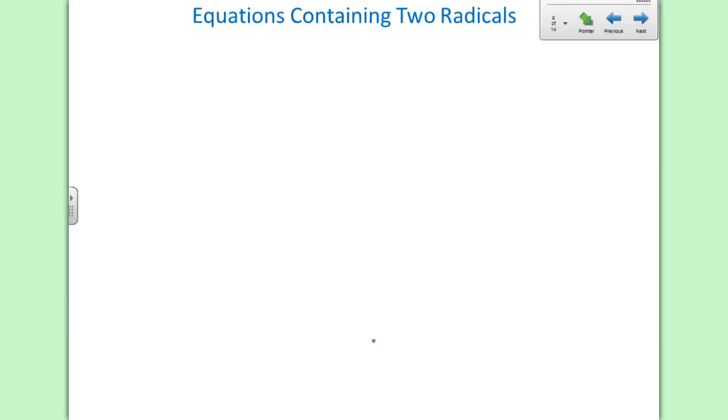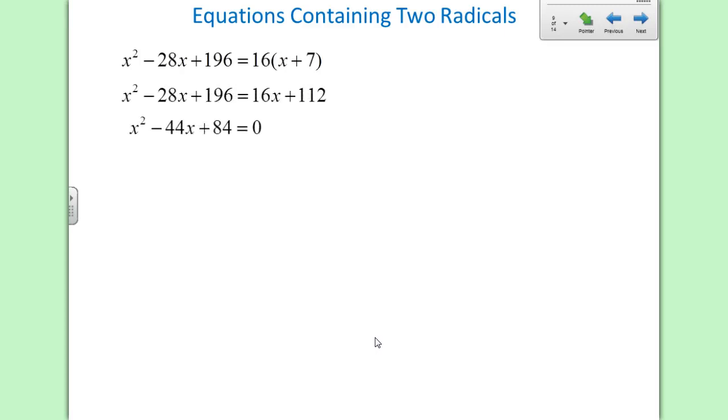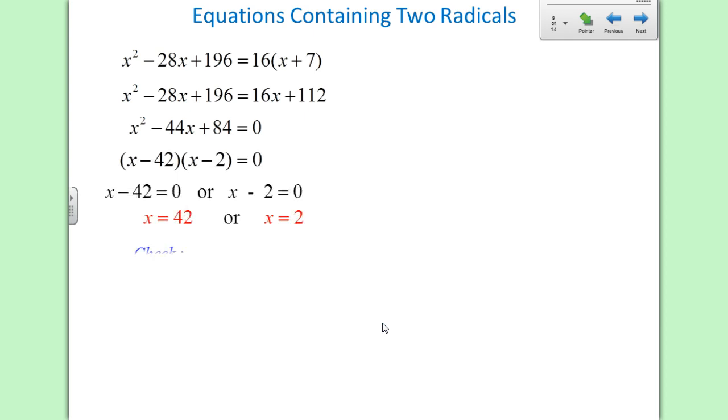Now we need to go to the next page because we're running out of room. Okay, so we go over here and we get x squared minus 20x plus 196 equals 16x plus 7. We again are going to take it all to one side because it's quadratic. I factor it, and you can pause at any time. You don't have to be racing through with Mr. K. So we get x minus 42, so that means x equals 42 or x equals 2.